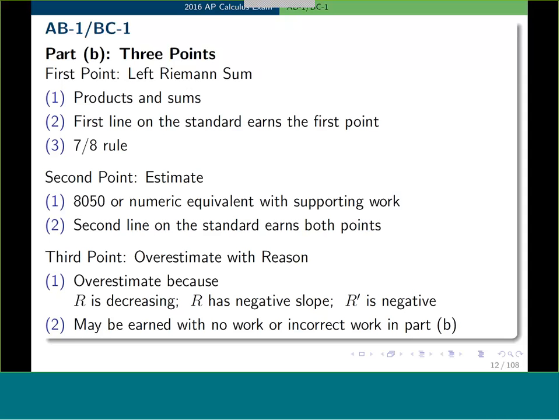And then finally, the third point, we want to have the students tell us that this is an overestimate and we want some sort of a reason. There are 3 reasons that were pretty common and acceptable that are given on this slide, and they decided at the reading this year that this point may be earned with no work, no numerical answer up there in Part B, but as long as they answered this one correct, they recognize what's going on with a left Riemann sum and a decreasing function, they could indeed earn that third point here in Part B.